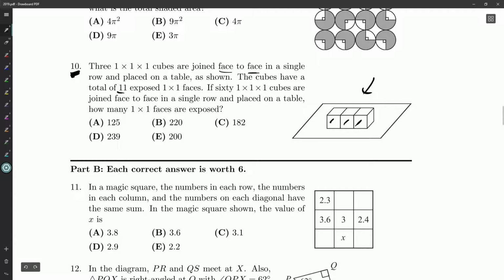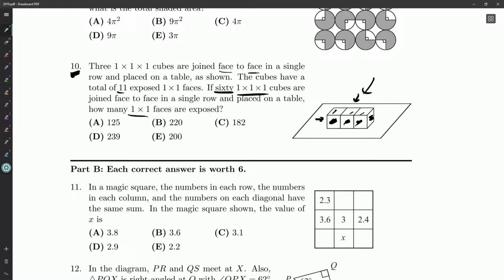So there's 1, 2, 3 here, 1, 2, 3 on top. Now on the back side there'll still be 1, 2, 3 just like here. And then we've got 1 at the end and 1 at the other end. So 3, 3, 3 plus those two makes 11. Okay. If 60 1x1x1 cubes are joined face to face in a single row and placed on a table, how many 1x1 faces are exposed?